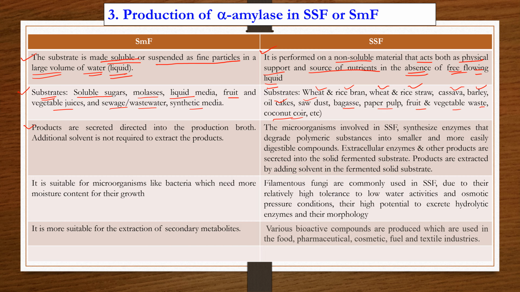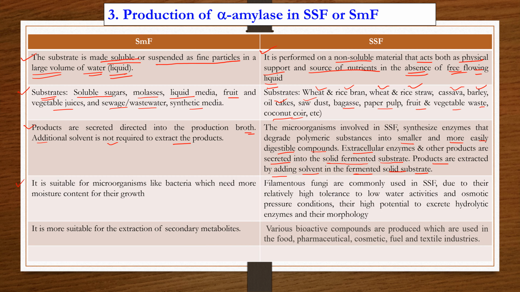Products are secreted directly into the production broth. In the SMF process, an additional solvent is not required to extract the product. Whereas in SSF, the microorganisms involved synthesize enzymes that degrade the polymeric substances into smaller and more easily digestible compounds. Extracellular enzymes and other products are secreted into the solid fermented substrate. Products are extracted by adding solvent to the fermented solid substrate, or water can be added to the fermented solid substrate to extract the enzyme.